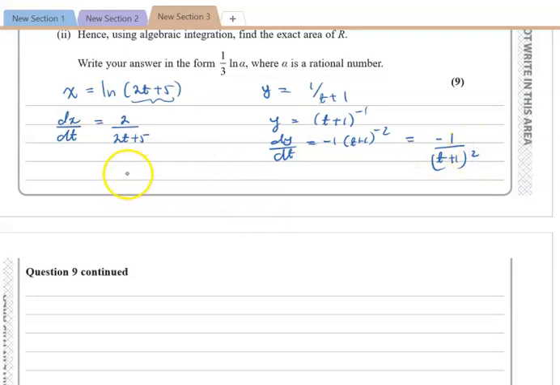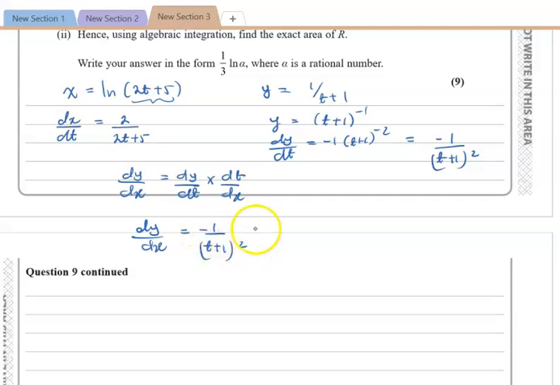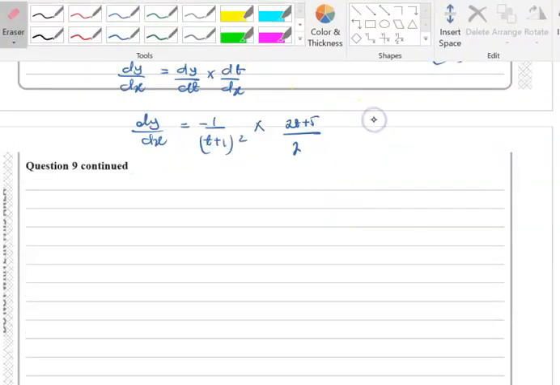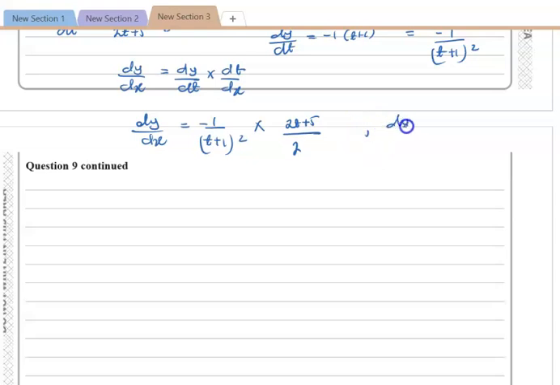Now, I want to find dy/dx. I prefer using the chain rule. So dy/dx equals dy/dt multiplied by dt/dx. I prefer using that rather than the division. That means my dy/dx is dy/dt, which is negative 1 over t plus 1 squared, multiplied by dt/dx. For dt/dx, I'm just going to flip this, which is 2t plus 5 over 2. That's your dy/dx.